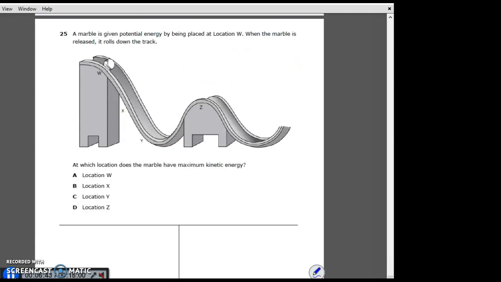Number 25, a marble is given potential energy by being placed at location W. When the marble is released, it rolls down the track. At which location does the marble have the most kinetic energy? We've already talked about potential energy is due to position or height above the earth. So the most potential energy is going to be at this spot right here.